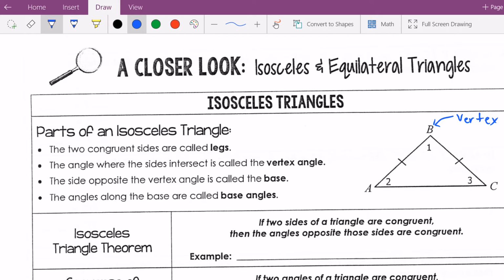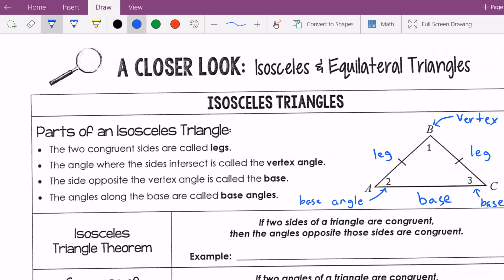In this example on the right, we have the vertex being B. The side across from the vertex is the base, and then the two angles that touch the base are called your base angles.